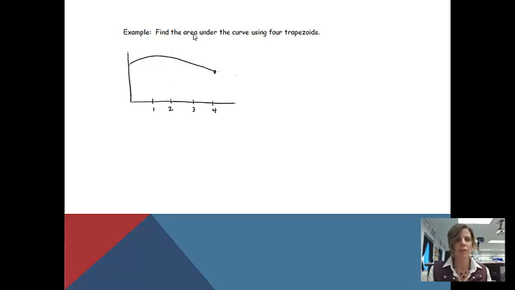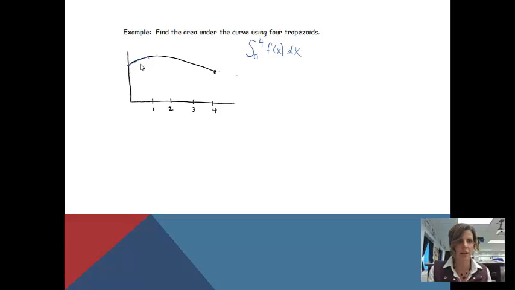Okay, so we're going to start out. We are going to find the area under this curve using 4 trapezoids. If I was setting up an integral, it would be the integral from 0 to 4 of whatever our function happened to be. So instead of using rectangles like a Riemann sum, we're going to use trapezoids. I'm going to start at 0, put a point there, and then put a point at 1.